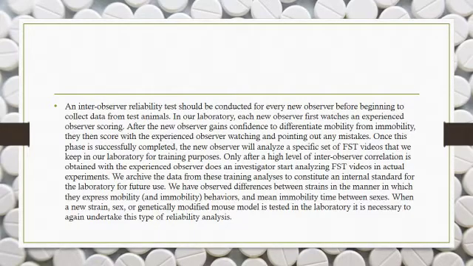Only after a high level of inter-observer correlation is obtained with the experienced observer does an investigator start analyzing FST videos in actual experiments. We archive the data from these training analyses to constitute an internal standard for the laboratory for future use. We have observed differences between strains in the manner in which they express mobility and immobility behaviors, and in mean immobility time between sexes. When a new strain, sex, or genetically modified mouse model is tested in the laboratory, it is necessary to again undertake this type of reliability analysis.